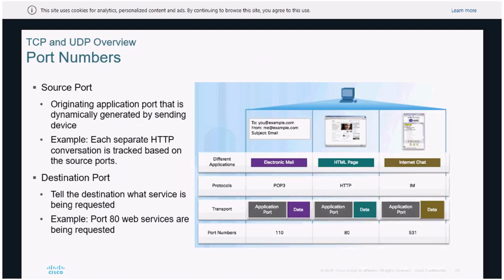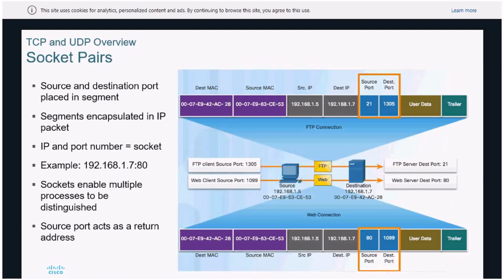Source port. Here, this is the originating application port that is dynamically generated by the sending device. So each conversation is tracked based on the source ports. Destination is where it's going. So, for example, port 80 web services are being requested in this line. These port numbers are placed in the segment, there are two of them. So here we're saying this IP address is going to that IP address, the port on the source is 21, destination's port is 1305.